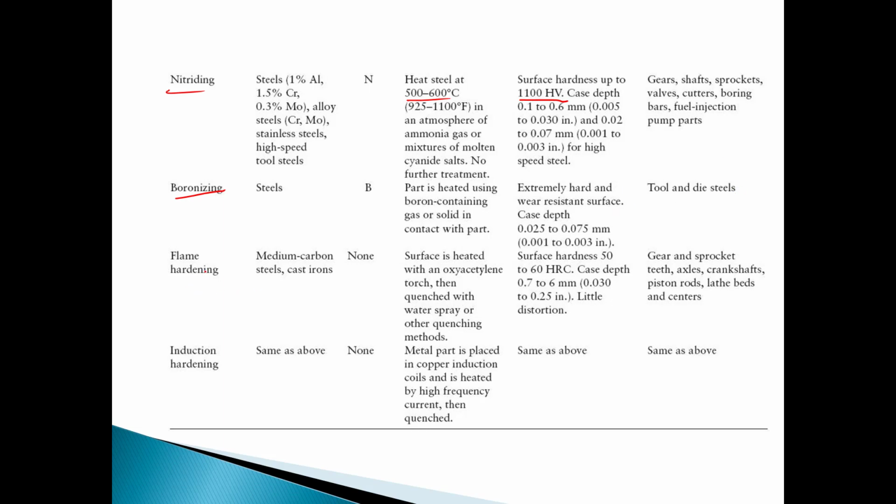Flame hardening, for medium carbon steels and cast irons. The surface is heated with an oxyacetylene torch, then quenched with water spray or other quenching method. Surface hardness varies from 50 to 60 HRC. Applications are gears, sprocket teeth, axles, crankshafts, piston rods, lathe beds, and centers. The last one is induction hardening. Metal parts are placed in copper induction coils and heated by high frequency current, then quenched. The characteristics and applications are like the above.